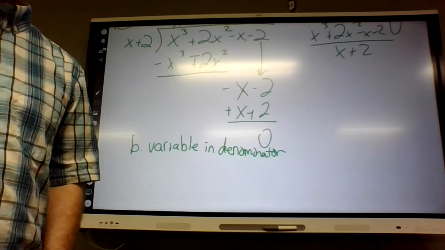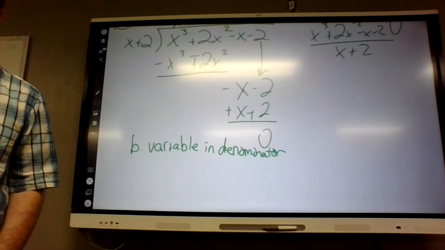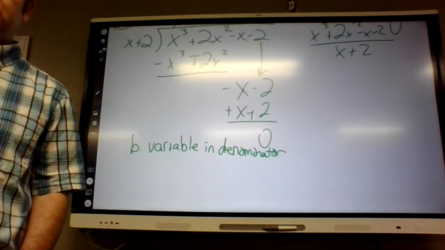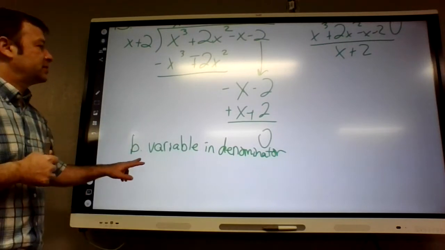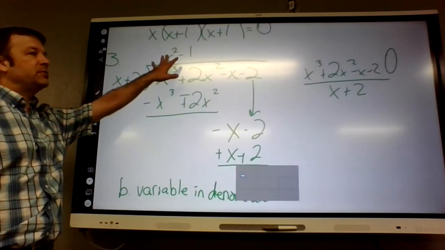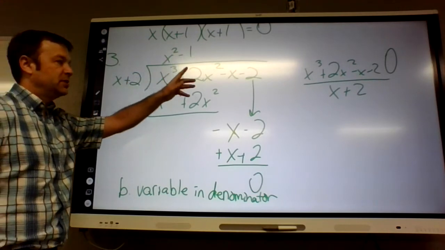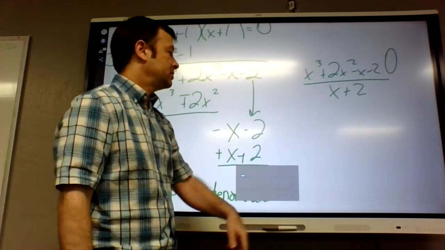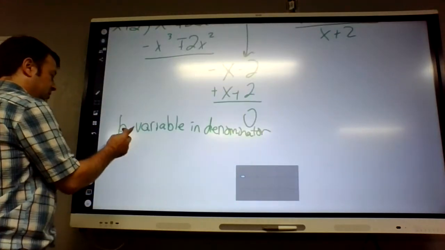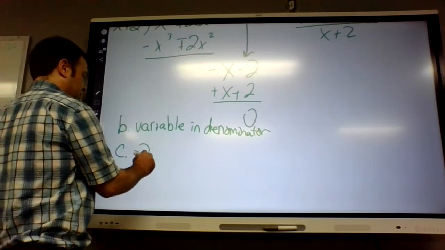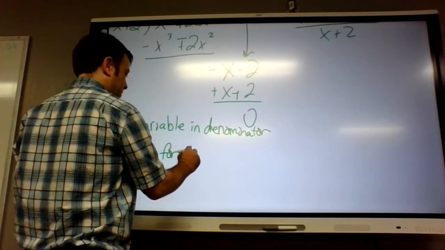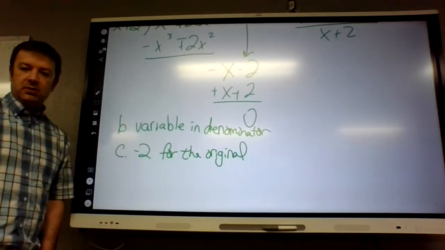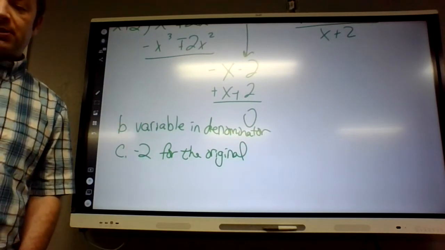Okay, kind of talked about this. Give the values of x, if any, for which each expression is undefined. So for this expression, there's no limits. There's nothing I could plug in here that wouldn't work. But what doesn't work over here? Negative 2. So I'll just put negative 2 for the original. Dividing by 0 does not make sense. It is undefined.